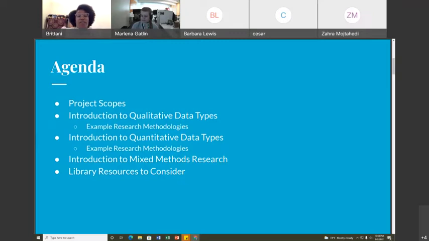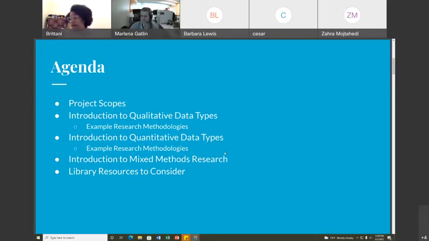And then we'll also do an intro to quantitative data types, an example of some methodologies, and then a quick overview of mixed methods. They also have their own research methodologies, but I am not as well versed in those, and so I don't have examples for those, but they're easy to find, and I will show you how to do that. And then, of course, library resources to consider. A lot of times folks come to the libraries thinking of getting data in terms of their research papers and helping find theories and things, but we actually do have probably about 10 databases that are good for just finding statistics and data.